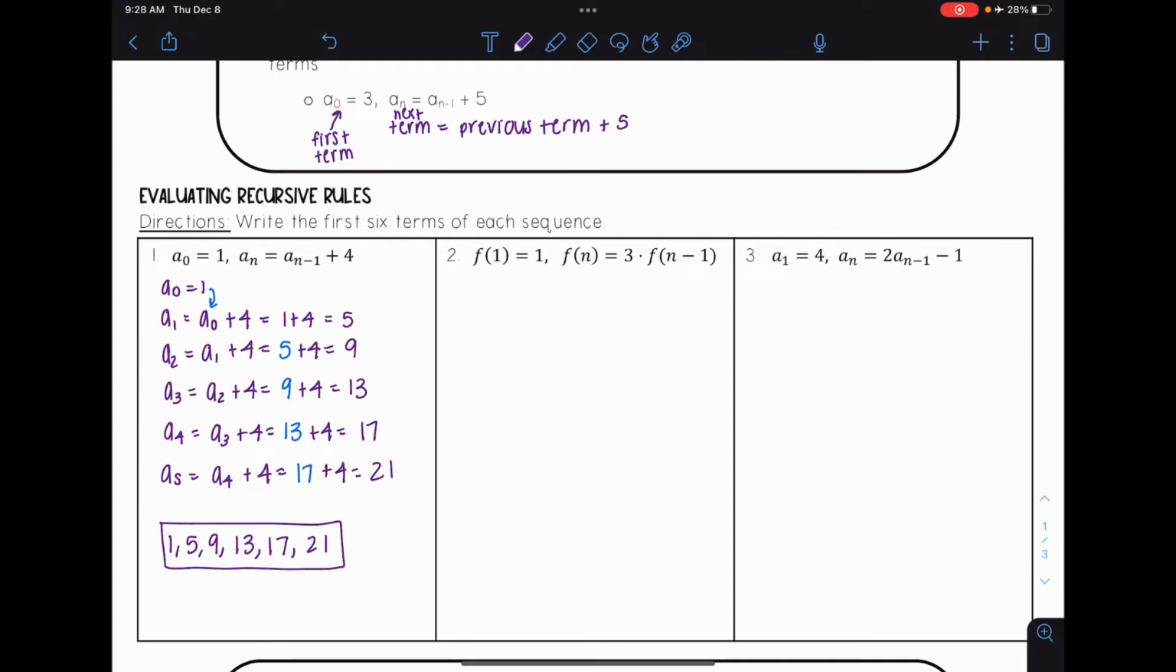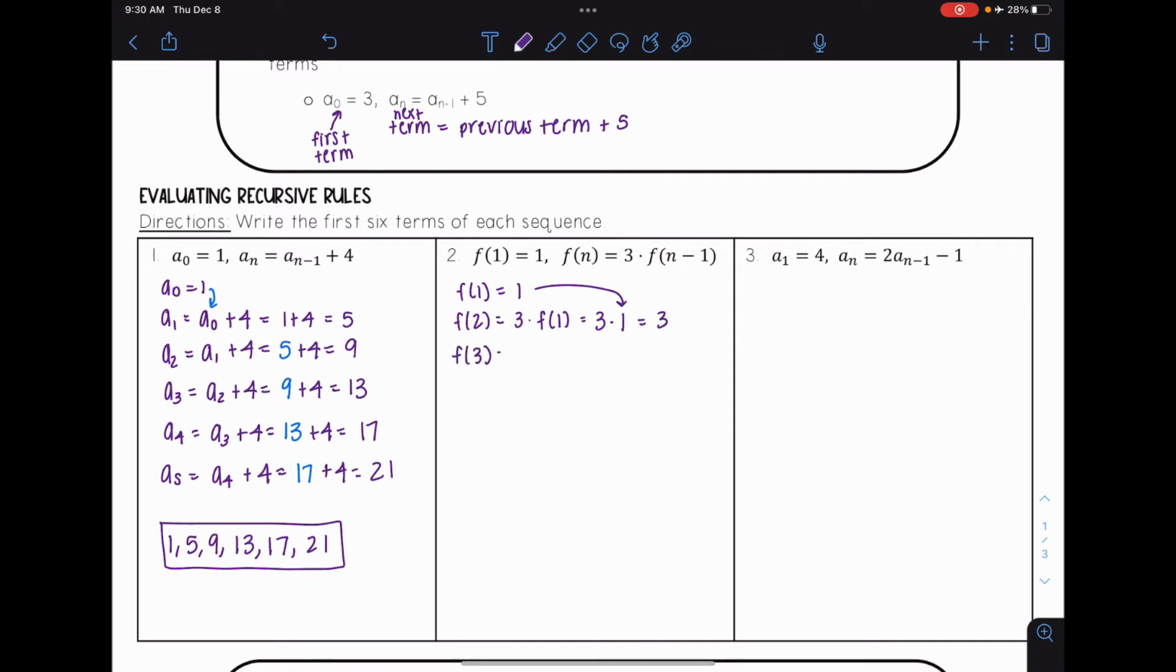So I see my first term is 1, and I'm adding 4 each time. Okay, let's try another one. So here I have f(1) is equal to 1, and f(n) is equal to 3 times f(n-1). So here, instead of having a_n, we're just writing it as a function of n. So my first term is going to be f(1) is equal to 1. My next term, f(2), is going to equal 3 times my previous term, which is f(1). Well, f(1) we just saw is 1, so I have 3 times 1, which is equal to 3.